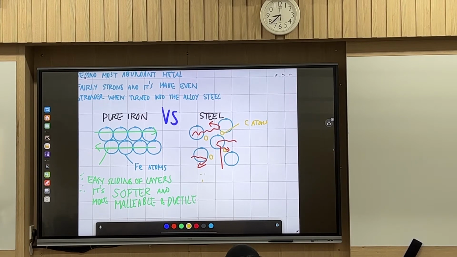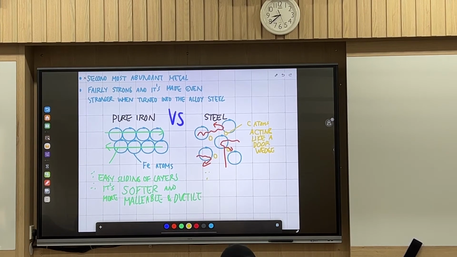Carbon atoms disrupt the orderly arrangement that prevents the sliding. Think of the carbon atoms as something like a door wedge. You know, you put the door wedge under the door just to prevent the door from sliding smoothly, right? That's exactly what the carbon atoms are doing. So you can write down they are acting like a door wedge. And the door here will be the iron atoms. You don't want them to slide past one another easily. So sliding is difficult, and because it's difficult, it is harder to deform, which explains why it's stronger.